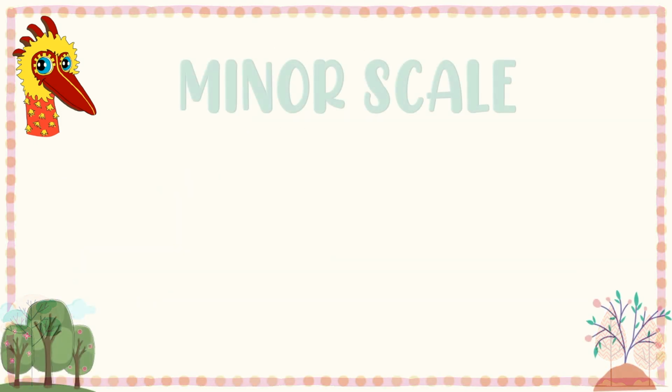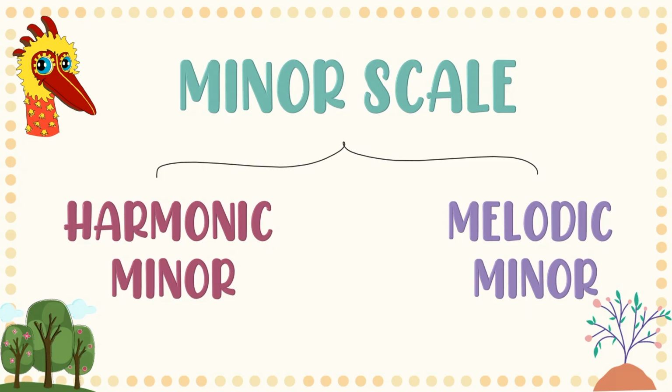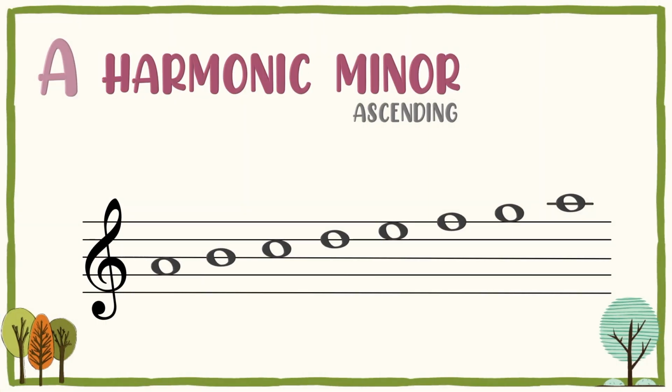Next, when we look at the minor scale, there are 2 types of minor scales. The first one is a harmonic minor, and the second one is a melodic minor. Harmonic minor and melodic minor. Got it! For today, we'll look at the harmonic minor.